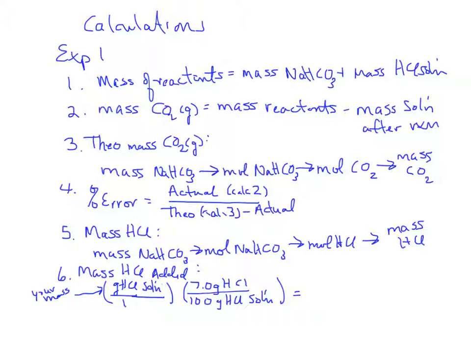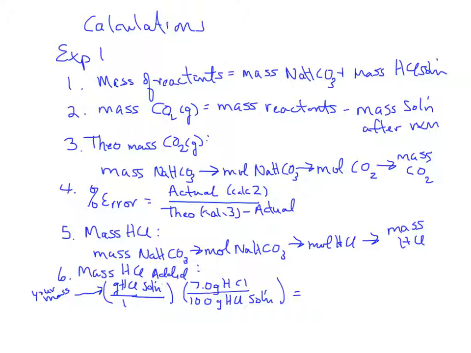This is part 1, okay? So basically, you're supposed to come up with the mass of the reactants. The mass of the reactants was your sodium bicarbonate plus the mass of that HCl solution you had in your graduated cylinder. Add those together. That's the mass that you started with, okay?